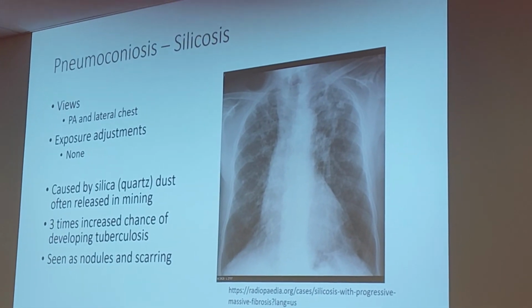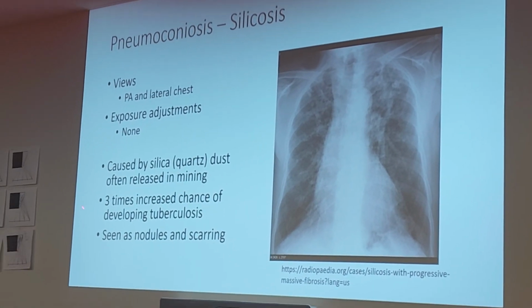Finally, silicosis. This is caused by silica or quartz dust, which is also often released in mining. It increases the chance of the patient developing tuberculosis, seen as nodules and scarring in the lungs. Here's a really nice picture in the next slide. See these nodules? See those dots? That is caused by silicosis, silicon dust. And that concludes this chapter.